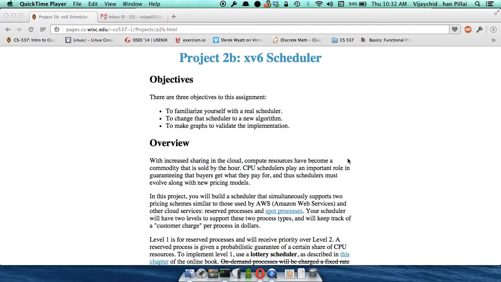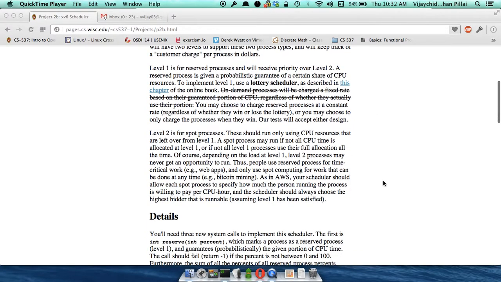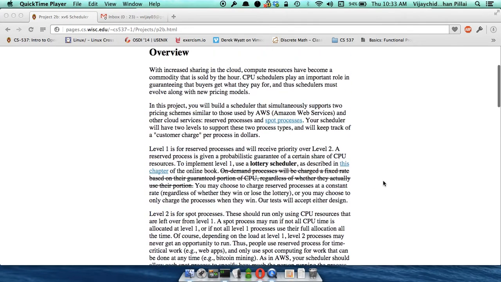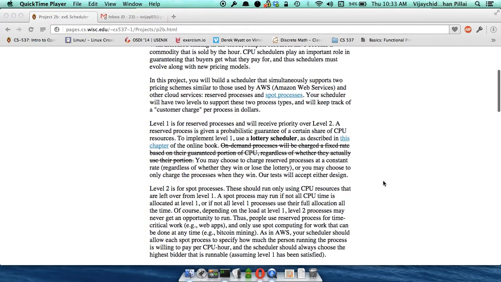First, what is it that we are actually asking you to do? We are saying that there are two kinds of processes in the system. There's reserved processes, which should get priority, and there are spot processes, which run when reserved processes are not running in the system, or when there's actually extra CPU cycles that reserved processes are not using.